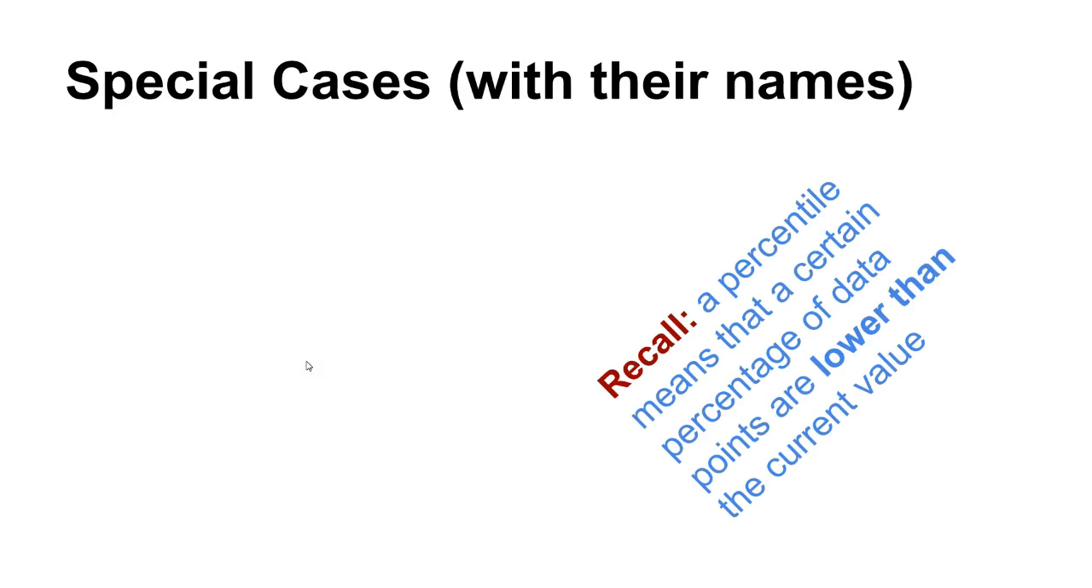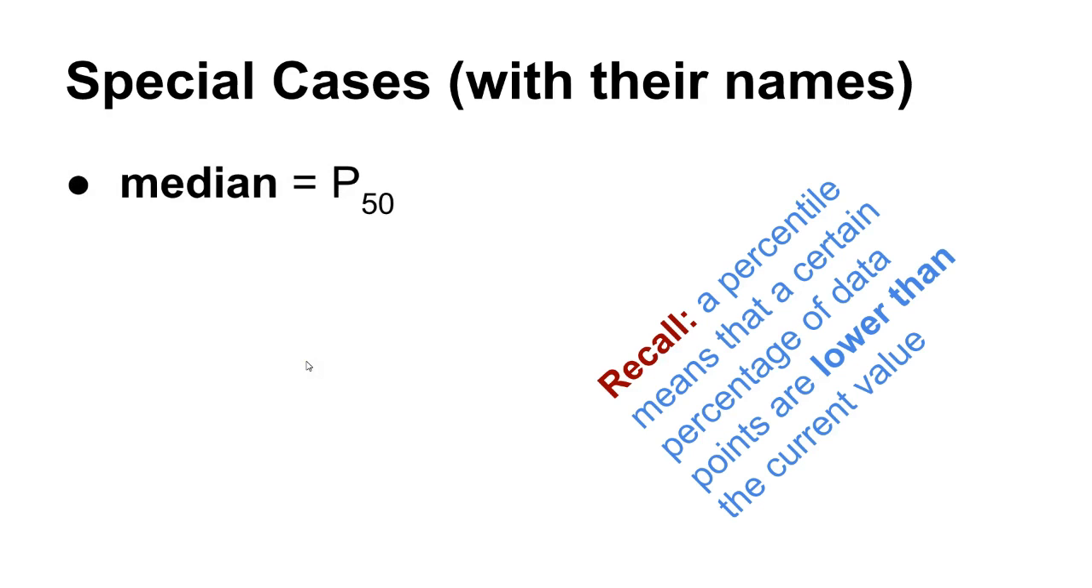So there are special cases when you're talking about percentiles. I want you to recall one thing. Percentile means that a certain percentage of the data points end up being lower than the current value. So remember that thing, less than or lower than the current value.